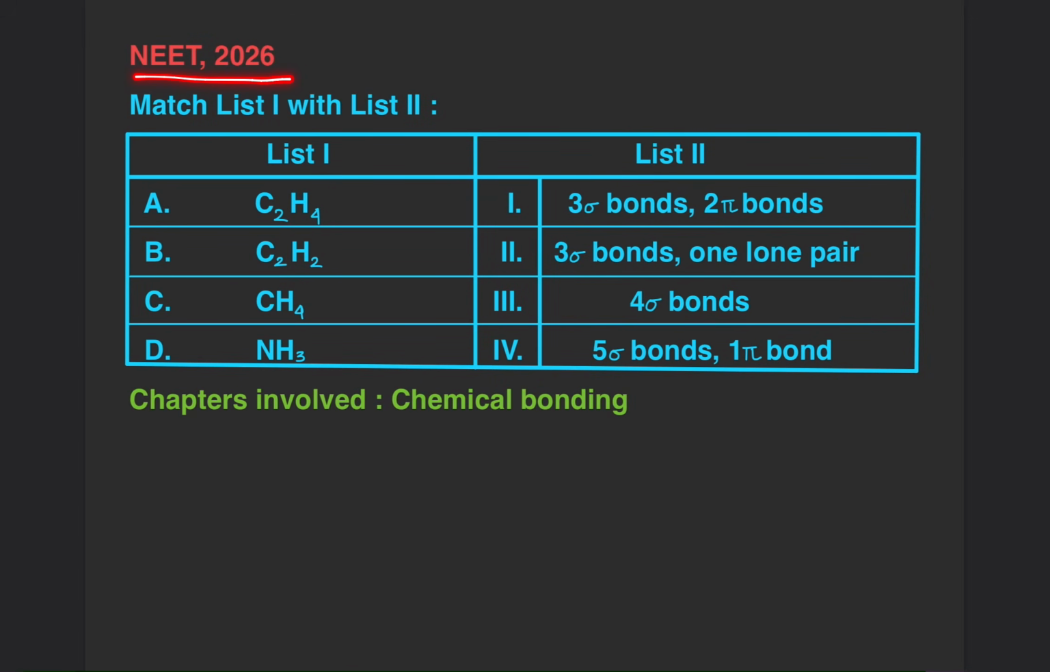Hello everyone. So this is a question from NEET 2026. Match list 1 with list 2. In list 1 we have certain compounds and in list 2 we have the kind of bonds that they have. Okay. So the chapter involved is chemical bonding.